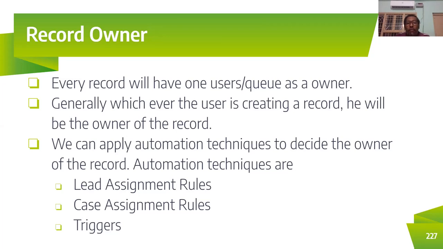For that, we have automation techniques. One is the lead assignment rule. The other is called the case assignment rule. The other is called triggers. Triggers we're going to discuss in PD1, right? We have before triggers, after triggers, four to five triggers, which we'll discuss later: before update, after update, and so on. But here we are not going to discuss triggers. The case assignment rule we will also discuss later, not now.